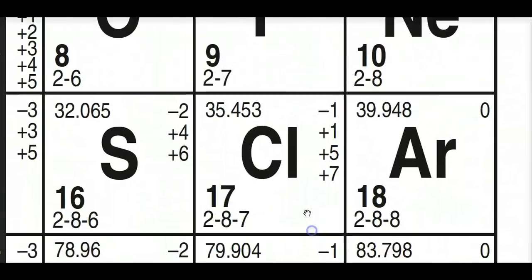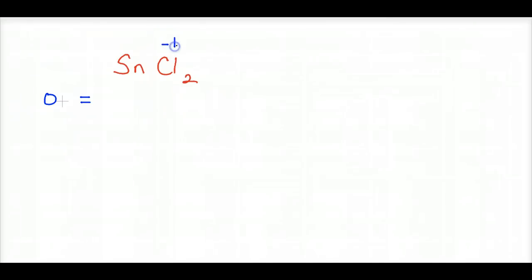You may say, Mr. Grodzki, whoa, we got another problem. Chlorine's got a bunch of different choices. However, if it's a metal and a nonmetal, right, it's tin chloride, this is the nonmetal side. It's got to be what charge? If tin is positive and metals can only be positive, this has to be negative. So even though it's got multiple choices, it's only got one negative choice. So chlorine is negative 1. That's our starting point.